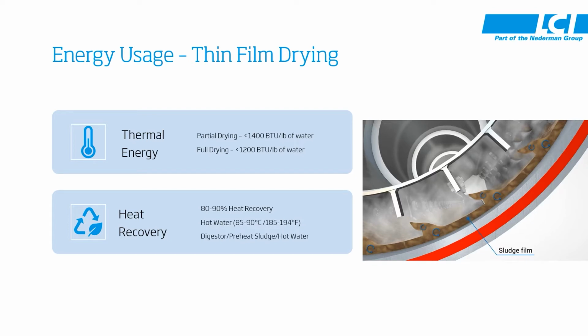With the thin film dryer, we can use less than 1400 BTUs per pound of water when we're partially drying, and when fully drying, that drops to less than 1200 BTUs per pound of water. That doesn't consider heat recovery. We can recover heat off the condensation system. That's typically in the form of hot water at about 190 degrees Fahrenheit, which can be beneficially reused for digester heating to preheat the sludge or for some other hot water need.